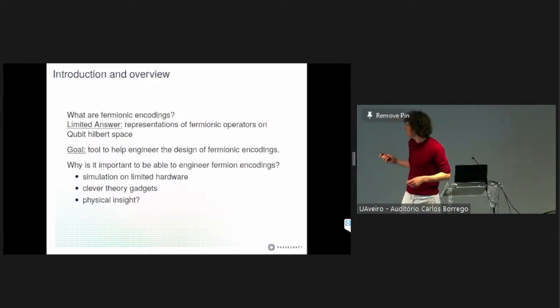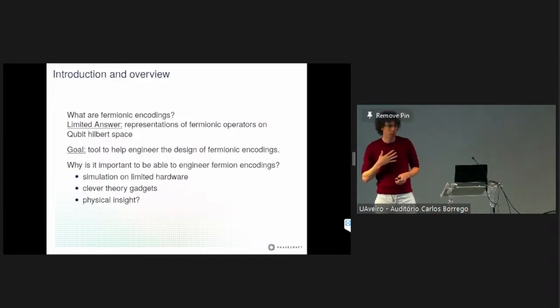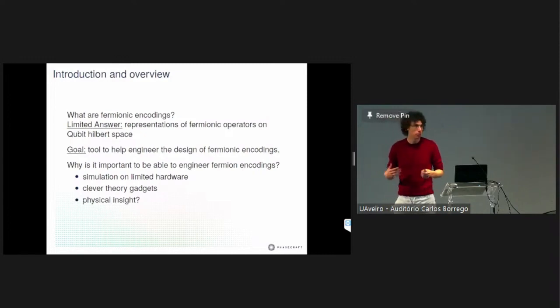And why do we want to engineer these things, right? We want to engineer them for a number of reasons. The primary reason, from the perspective I was coming from, is that we want to simulate fermionic systems on limited hardware, and so we want to design these things to leverage the hardware maximally. You don't want to be taking an existing encoding and trying to fit it in some awkward way onto your existing problem.